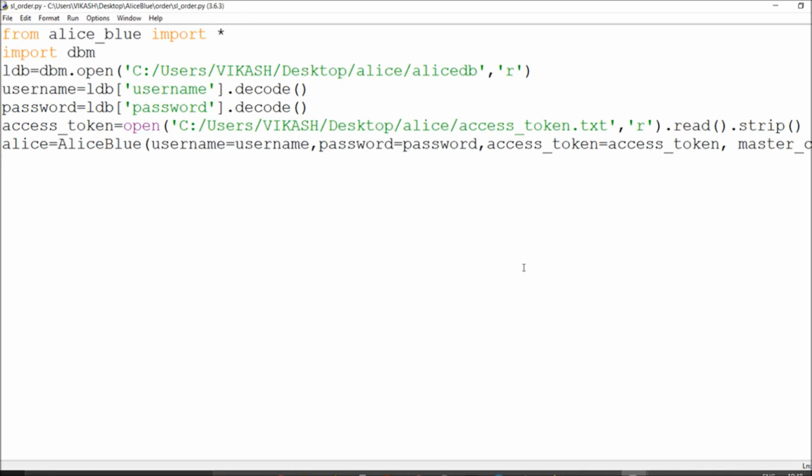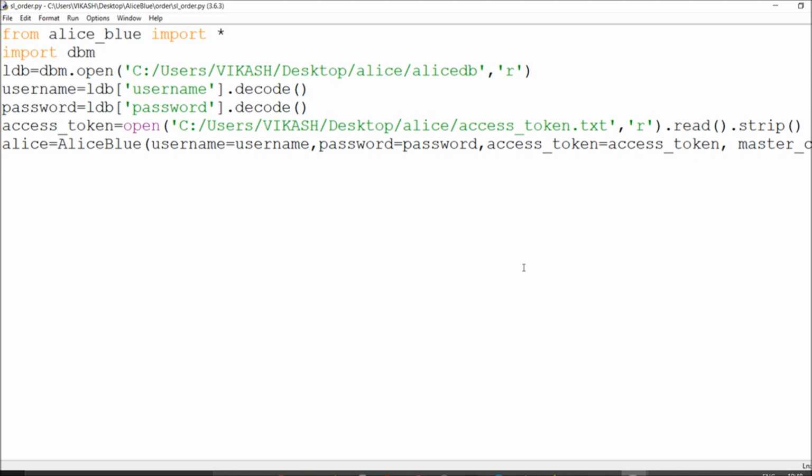So today I'm going to talk about SL orders. In my previous video I showed how you can place orders. There were market orders and limit orders, and I explained how you can place the orders as required. I'm going to follow the same sequence, so it will be very easy to place SL orders.